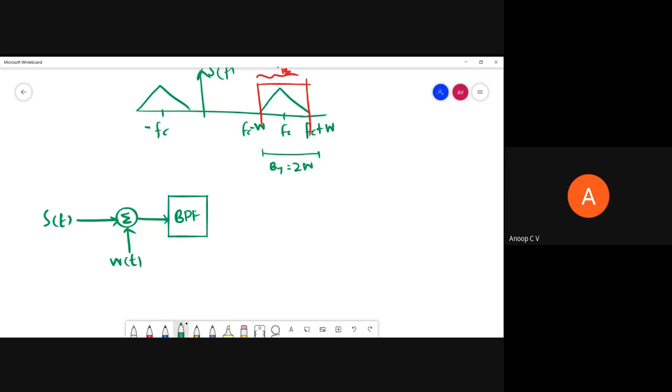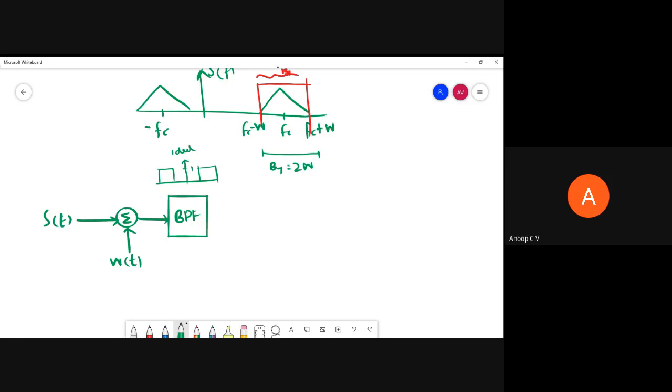That is done so that any frequency contents beyond this are eliminated. The frequency contents of our interest are from fc minus W to fc plus W, so any frequency content beyond that will be eliminated by this band pass filter. So it's an ideal band pass filter. When I say ideal, the pass band gain we can consider to be equal to unity, but that is not a problem. So we are passing it through a band pass filter.